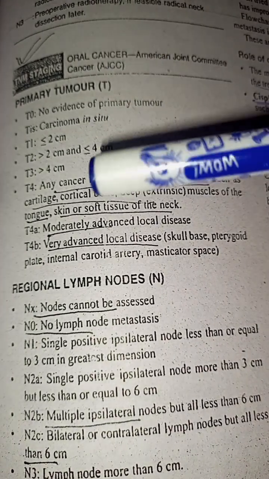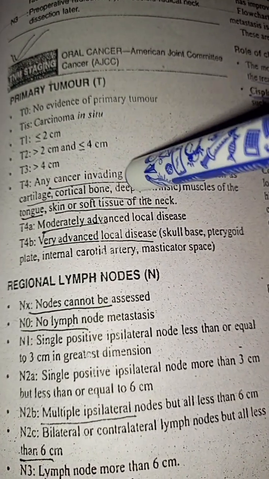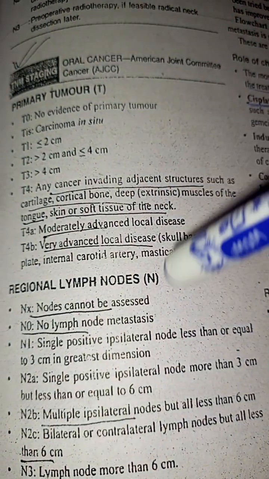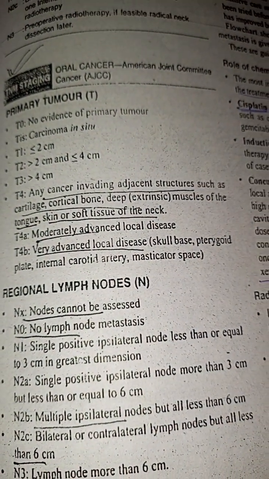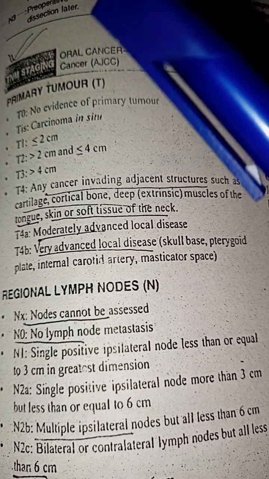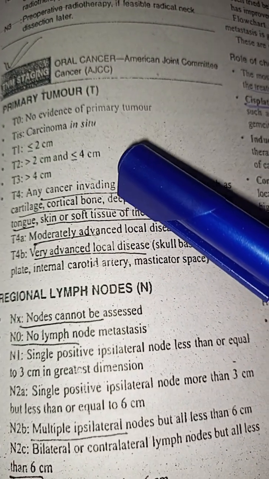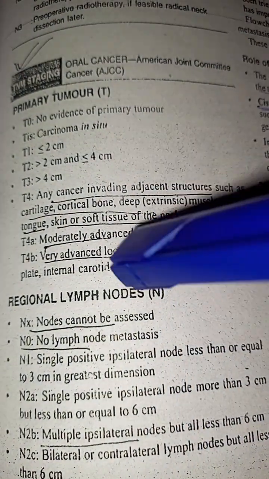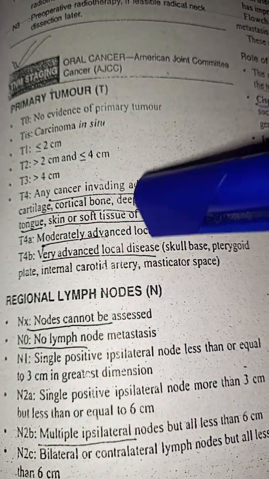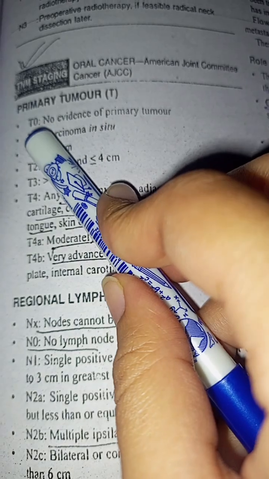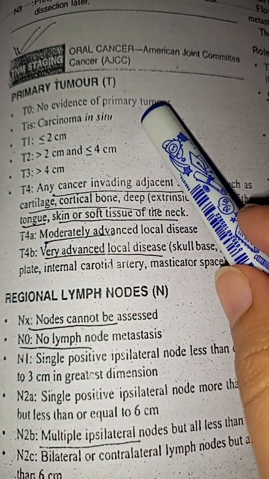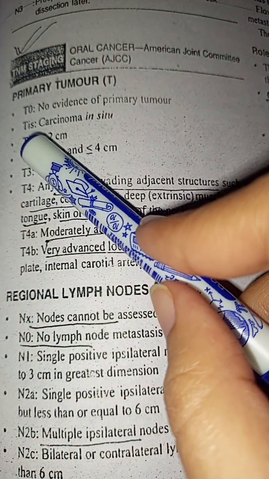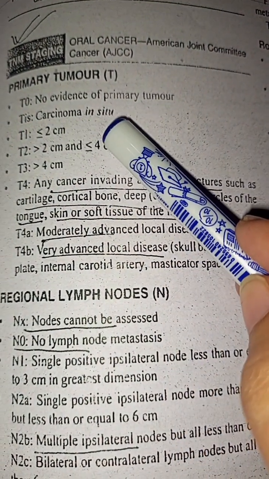And one point I want to tell you: this staging you do when you either suspect that there might be a cancer. It is for the cancerous patient, it is not for the non-cancerous patient. So you do staging and grading when you get to know. So T0 is no evidence of primary tumor, and Tis is carcinoma in situ.